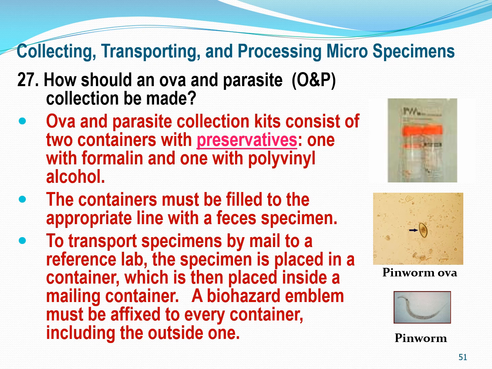To transport specimens by mail to a reference lab, the specimen is placed in a container, which is then placed inside a mailing container, and a biohazard emblem must be affixed to every container, including the outside one. So in other words, when you place that specimen in a container, the outside of that container needs to have a biohazard symbol on it. It needs to be labeled appropriately. Then it is placed inside a mailing container, and that container must have a biohazard emblem on it. And whatever the outside container is that's mailed, every one of them must have that biohazard emblem on them.